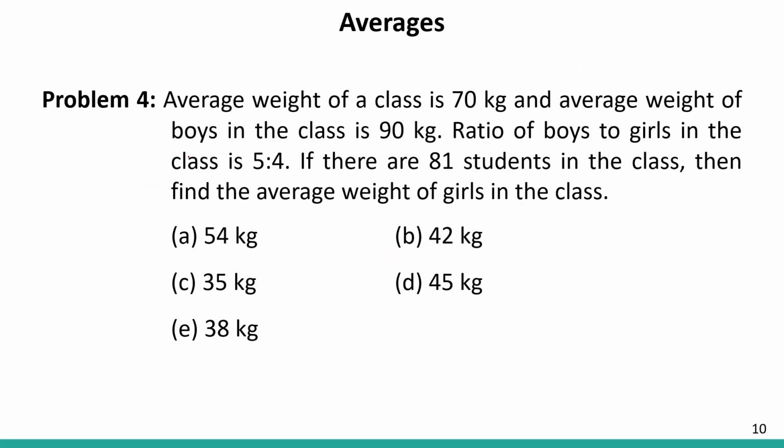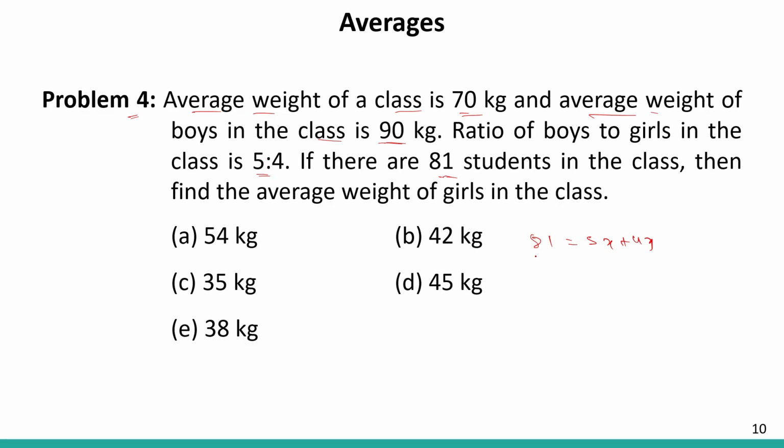So let's see problem number 4. The average weight of a class is 70 kilograms, and the average weight of boys in the class is 90 kilograms. The ratio of boys and girls is 5:4. If there are 81 students in the class, so given that 81 is equal to 5x plus 4x. Let the common factor for the number of girls and number of boys be x.